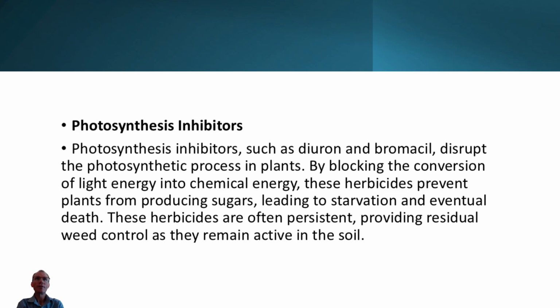Photosynthesis inhibitors. Photosynthesis inhibitors, such as diuron and bromacil, disrupt the photosynthetic process in plants. By blocking the conversion of light energy into chemical energy, these herbicides prevent plants from producing sugars, leading to starvation and eventual death. These herbicides are often persistent, providing residual weed control as they remain active in the soil.